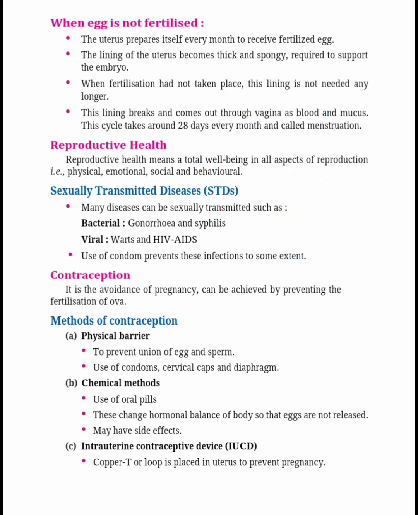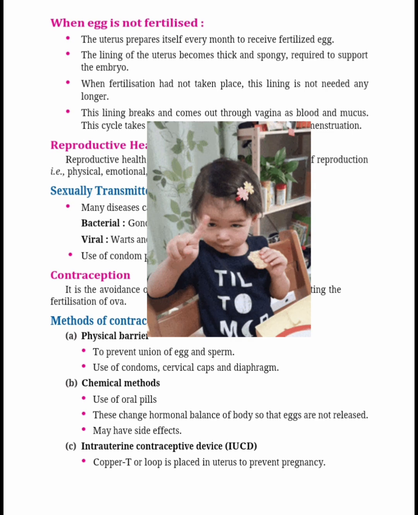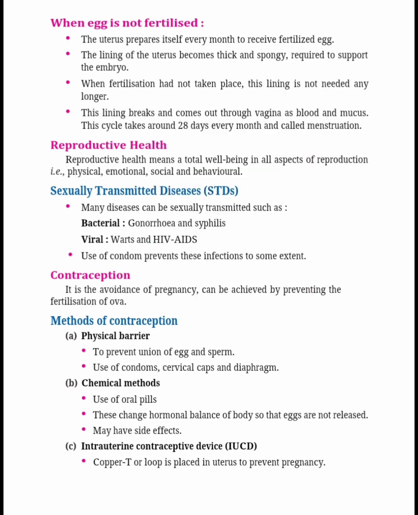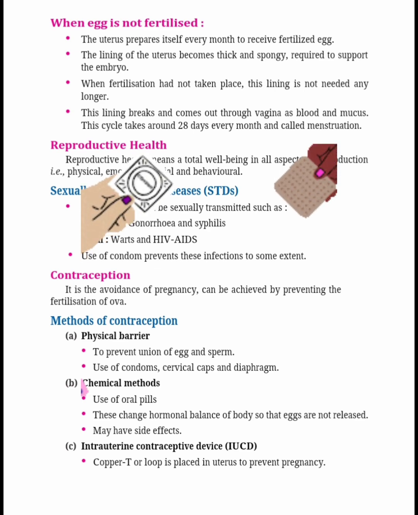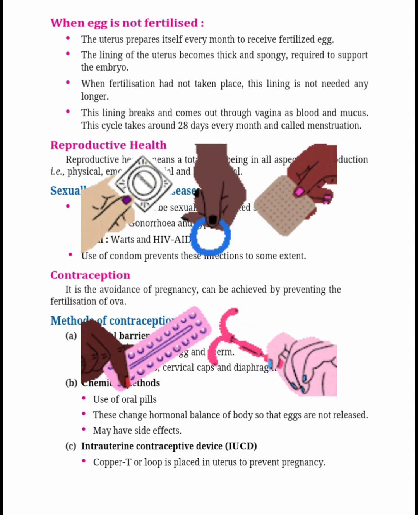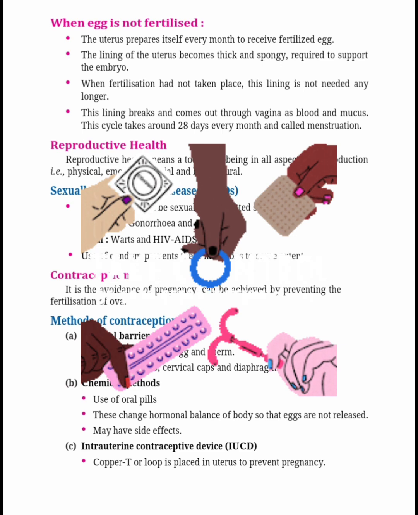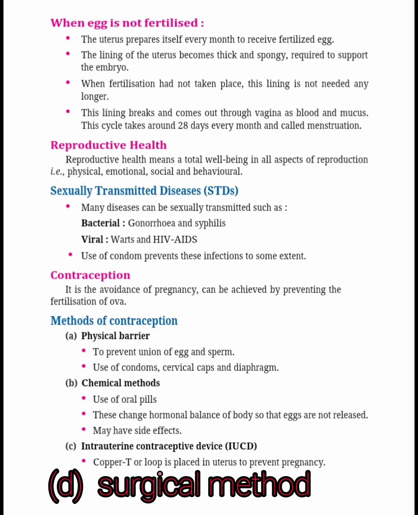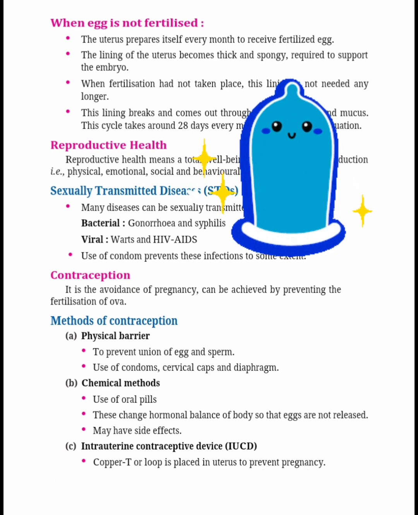The last topic is contraception. What do you mean by contraception? It is just avoidance of pregnancy. It can be achieved by preventing fertilization of ova. There are so many methods of contraception, but in your syllabus they have given 4 methods. The first one is physical barrier, second one chemical methods, third one IUCD, that is intrauterine contraceptive device, fourth one is surgical method.